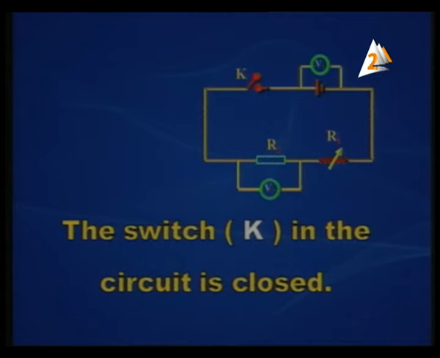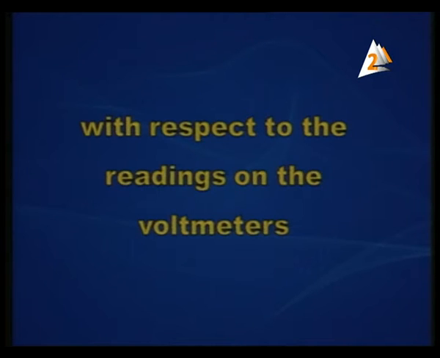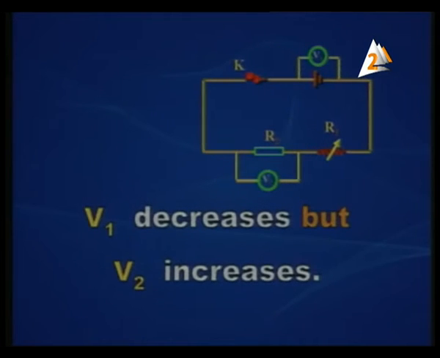So what happens when the switch is closed? With respect to the readings on the 2 voltmeters, V1, the voltmeter across the battery, decreases. Right now, when we close the circuit, it reads just terminal voltage. When the key was open, it read V battery. And what about V2? It was reading 0, but right now it has got a value. So V1 decreases, but V2 increases.